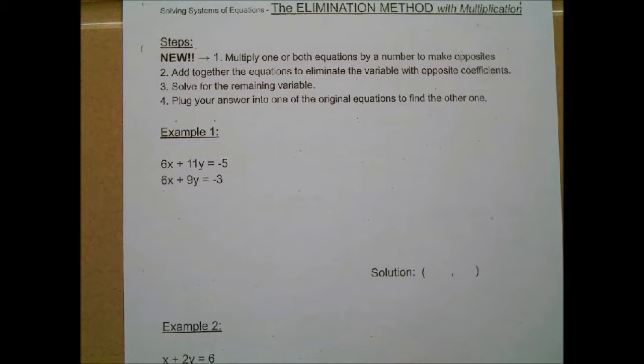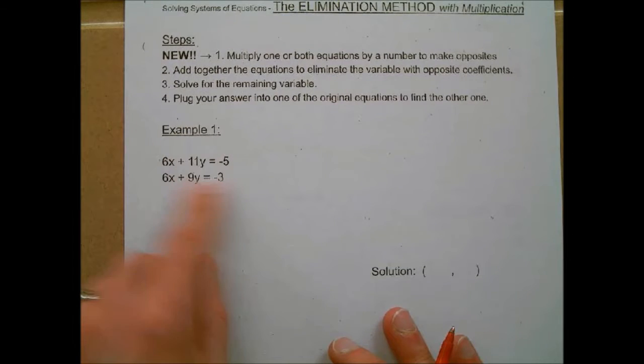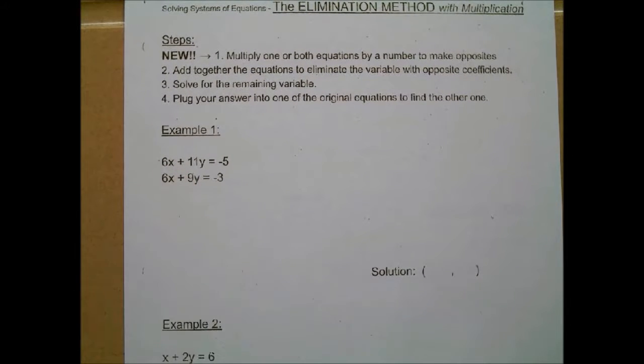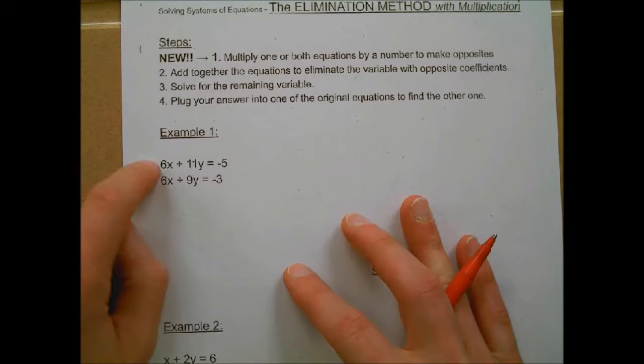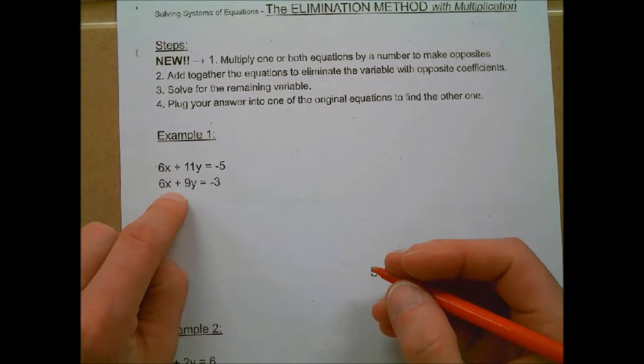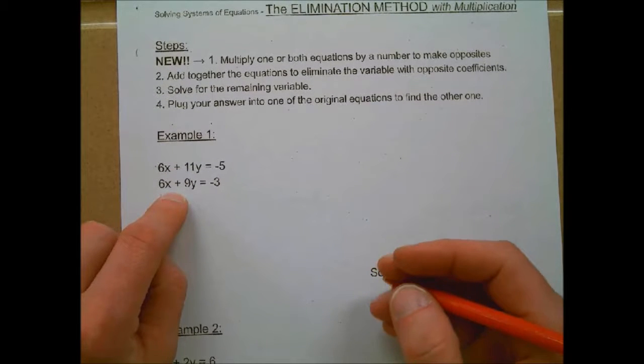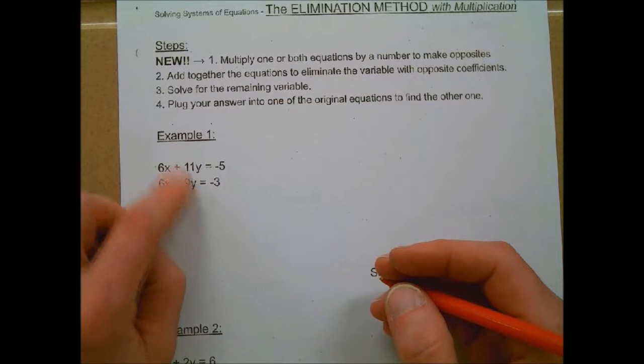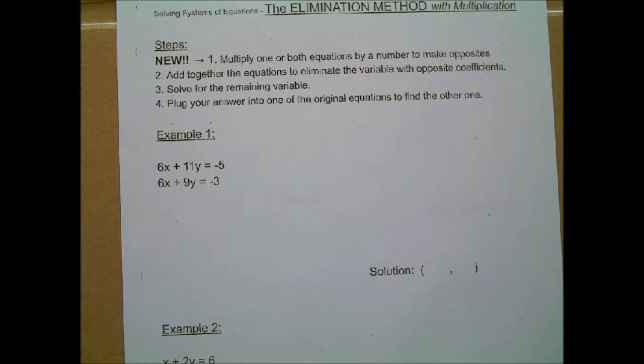If we add these equations together, the way they're now written, will any variables eliminate? No. We have a positive 6 and a positive 6. They will add to make positive 12. We have 11 and a 9. They will add to make positive 20. So we'll have 12x and 20y, and that doesn't really eliminate a variable. But we can make opposites here.